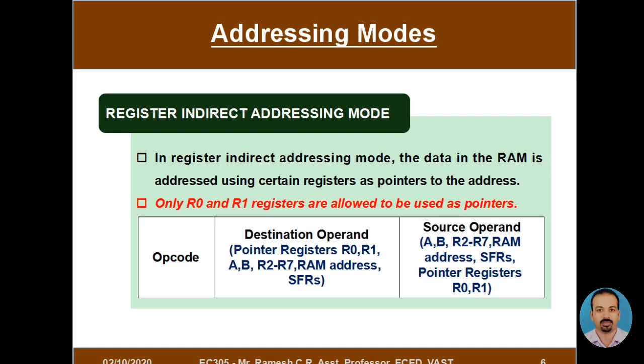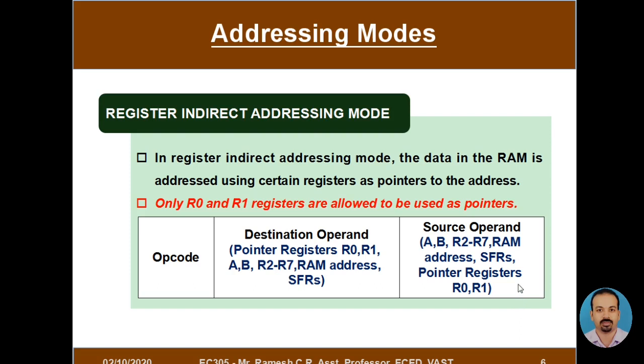So if I'm using the pointer registers in the destination operand, that is R0 or R1, then I can use any of the registers, the RAM address, or the SFR register names in the source. Or vice versa, where in the destination operand you make use of several registers, and in the source operand you make use of the pointer registers.